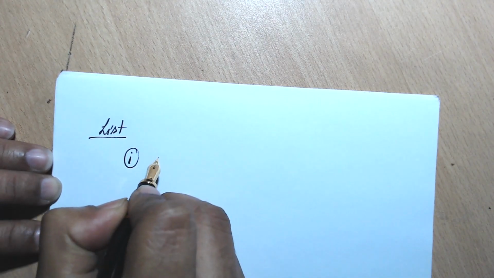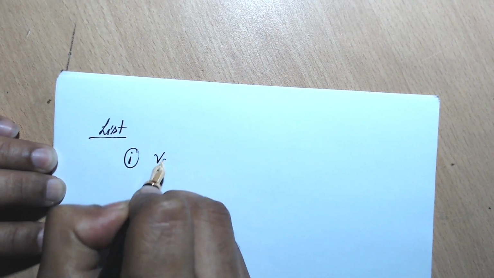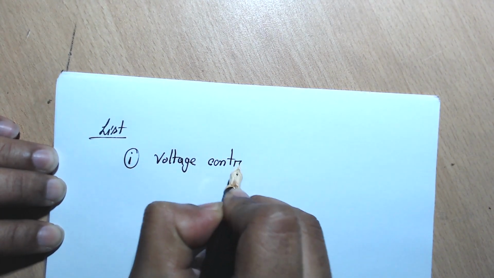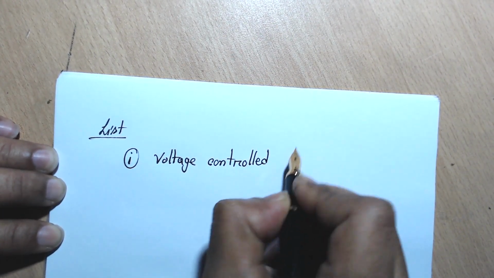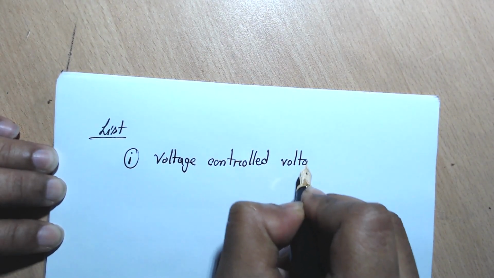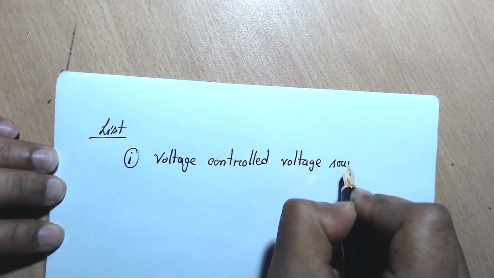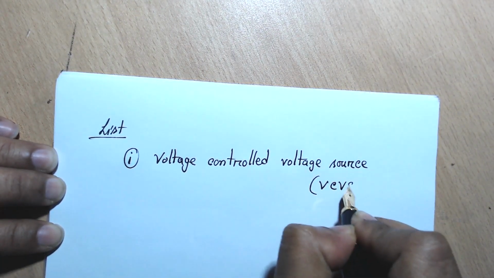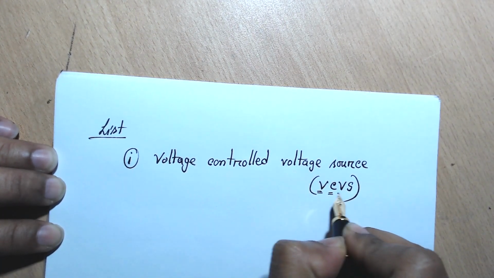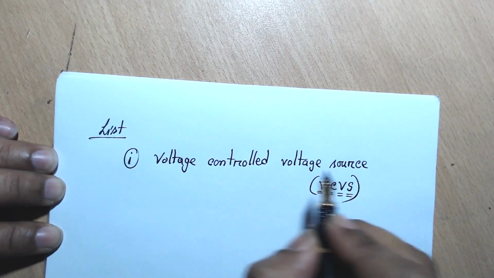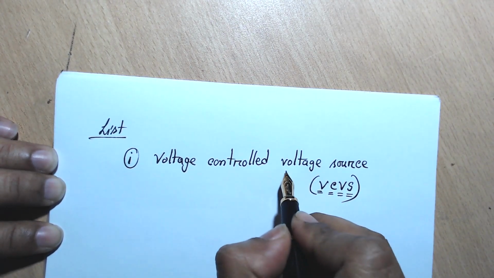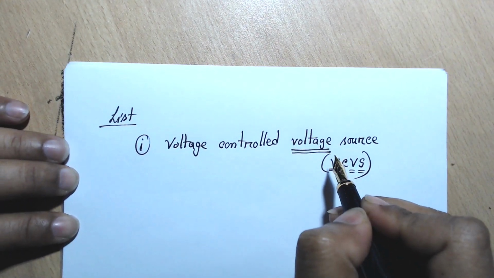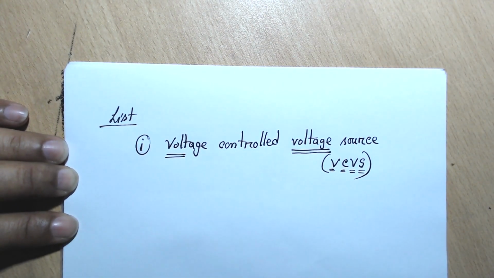we can have voltage controlled voltage source, which we may call VCVS. That means this type of dependent source is actually a voltage source, but it depends on the voltage of others.